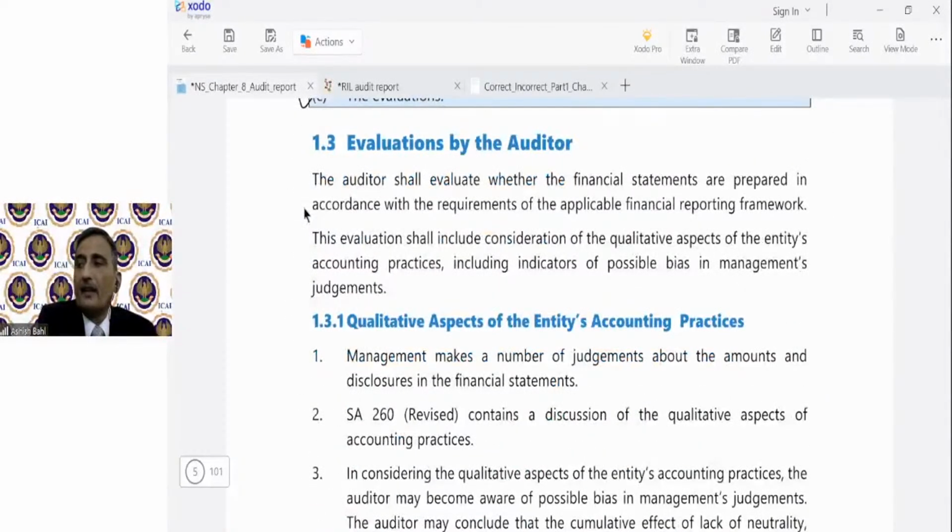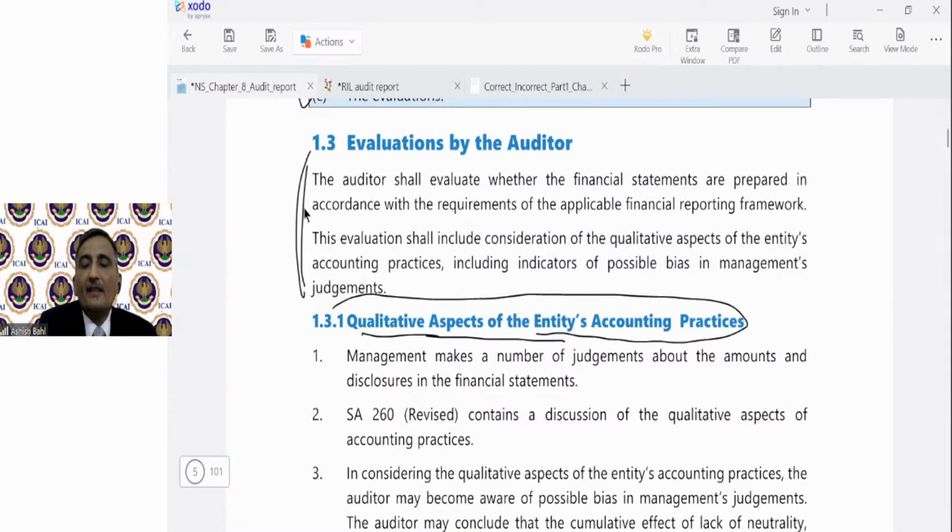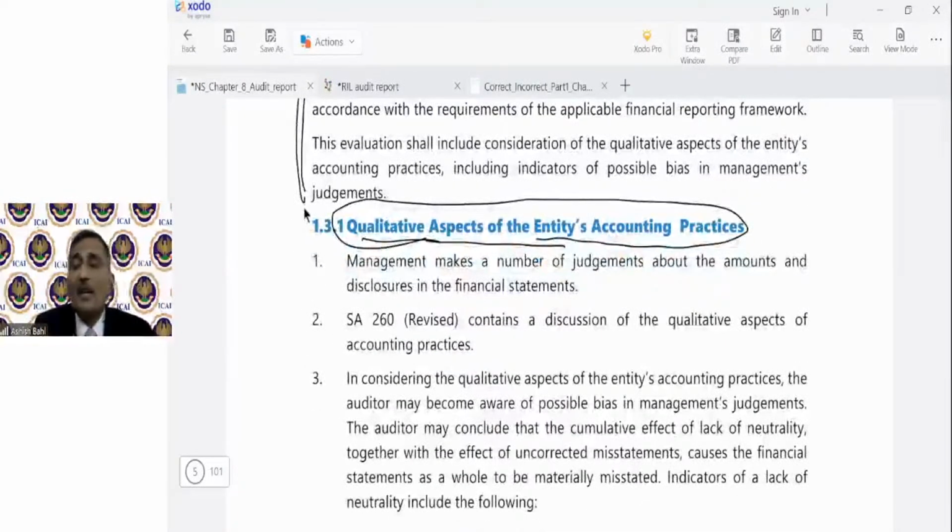So, students, when an auditor makes evaluations, he would evaluate qualitative aspects of the entity's accounting practices, like the management has to make judgments on a number of things, on amounts, disclosures made in financial statements, like whether accounting policies are proper or not in the circumstances. So all these things relate to qualitative aspects of the entity's accounting practices. Okay.